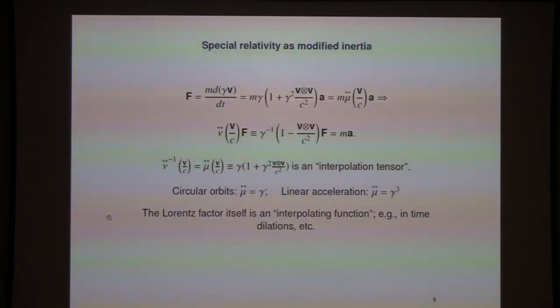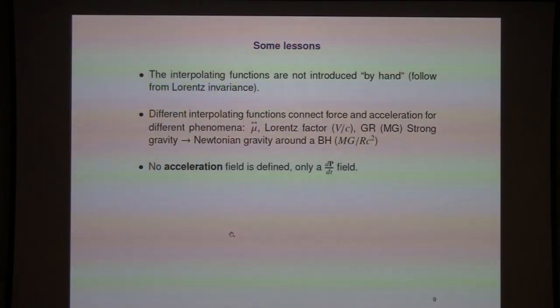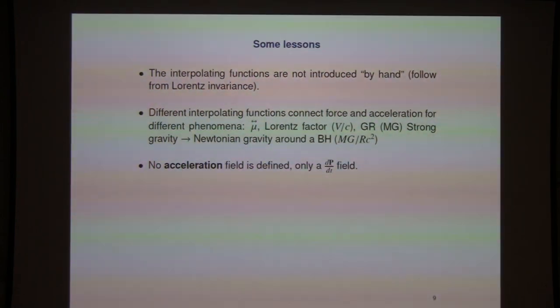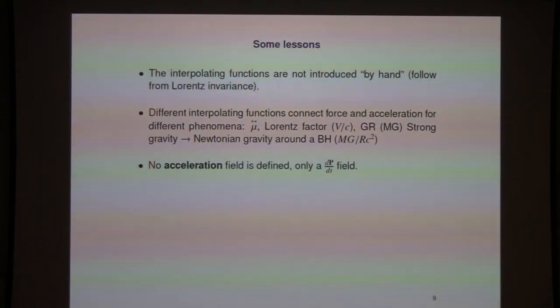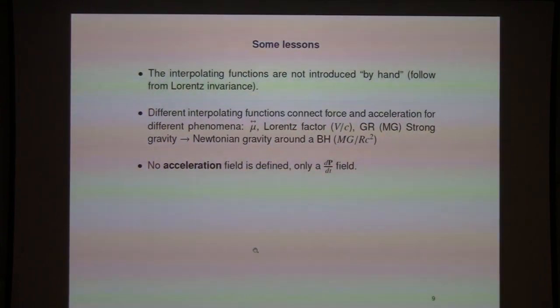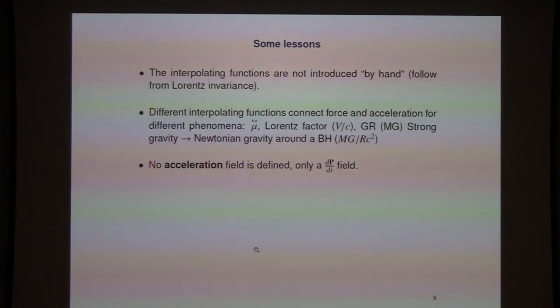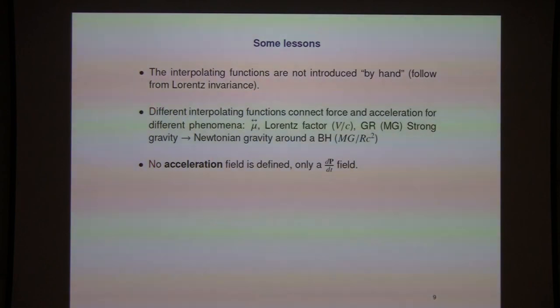Okay, so what are some lessons we can maybe take from this when constructing the modified inertia theories for MOND? In the first place, as I already mentioned, the interpolating function appears from the theory. It is not introduced by hand. It is somehow induced by Lorentz invariance.